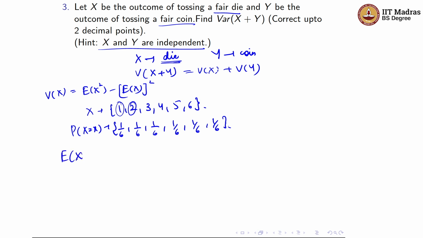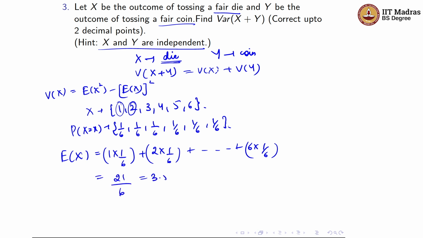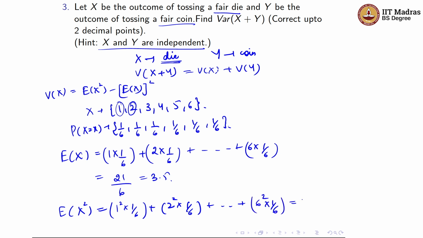So the value of the expectation will be 1 into 1 by 6 plus 2 into 1 by 6, similarly up to 6 into 1 by 6. This can be solved here, which will be equal to 21 by 6, which equals 3.5. Now we will find the value of the expectation of X squared, which is 1 squared into 1 by 6 plus 2 squared into 1 by 6, similarly 6 squared into 1 by 6. If we solve this, we will get 15.1667.